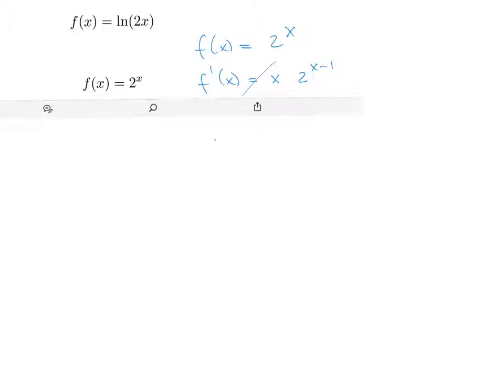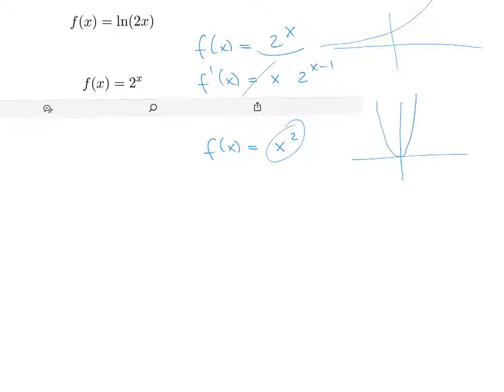Don't mix it up with, you see, 2 to the power of x is something very different than x to the power of 2. If you draw this, the exponential function looks something like this, and this is the quadratic function. This looks very different. So here, indeed, the derivative is 2 to the power of 2 minus 1, which is 2x. But here we are not allowed to do this.